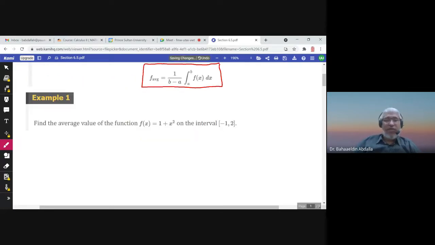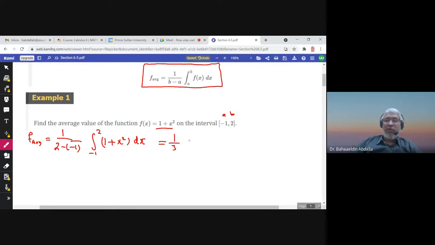For example, find the average value of this function on this interval. So this is a and this is b. Using the definition, the average is 1 over b minus a, which is 2 minus -1, times the integral from -1 to 2 of f of x. Where is f of x? It's given in the question, 1 plus x squared dx. That will give you the average value of this function. And how do we find this integral?